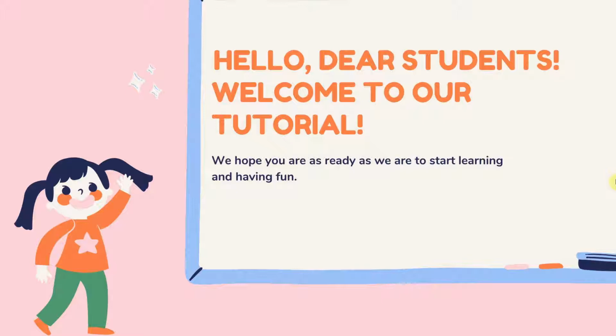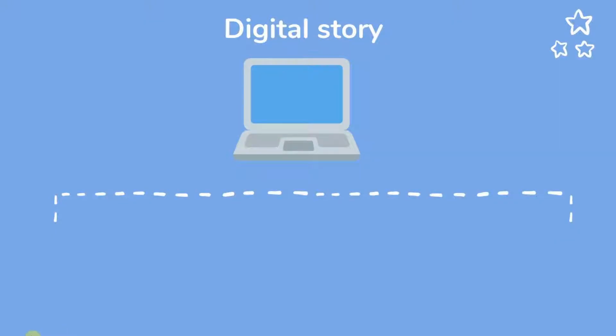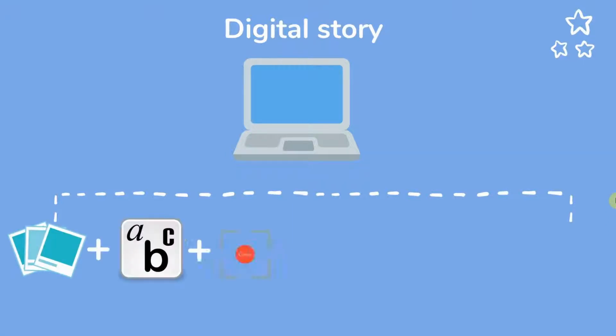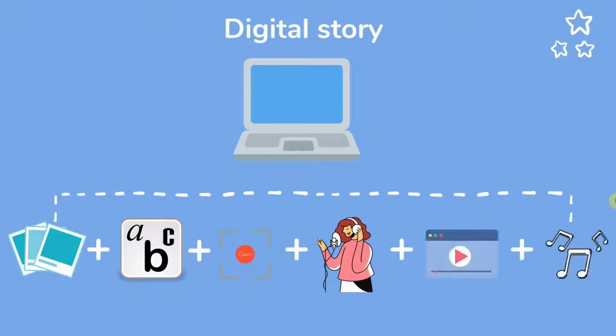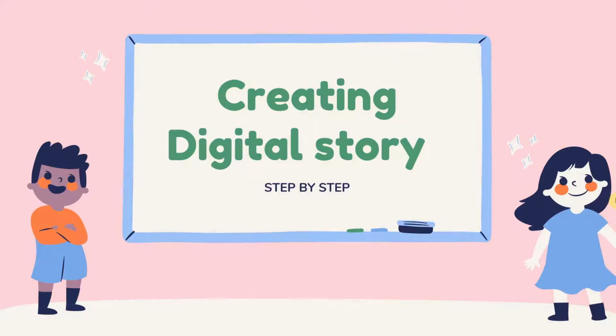You will learn how to make a good digital story. But first, let's see what digital storytelling is. Digital storytelling is the practice of using computer-based tools to combine images, text, recorded audio narration, video clips, and music in order to create a visual story. Are you ready to learn how to create a story and share it with the world?